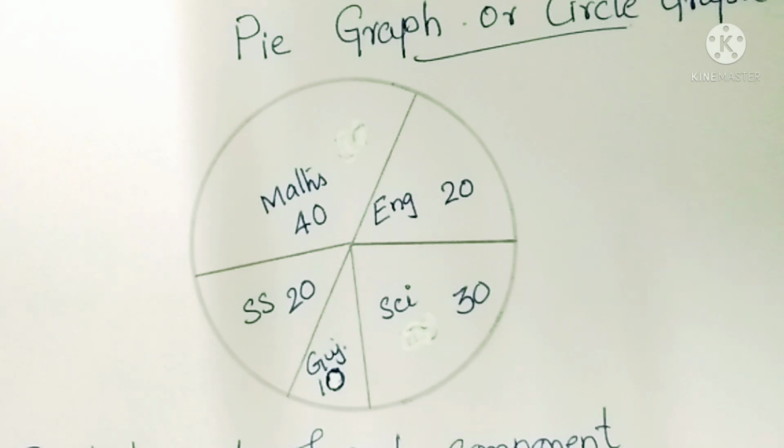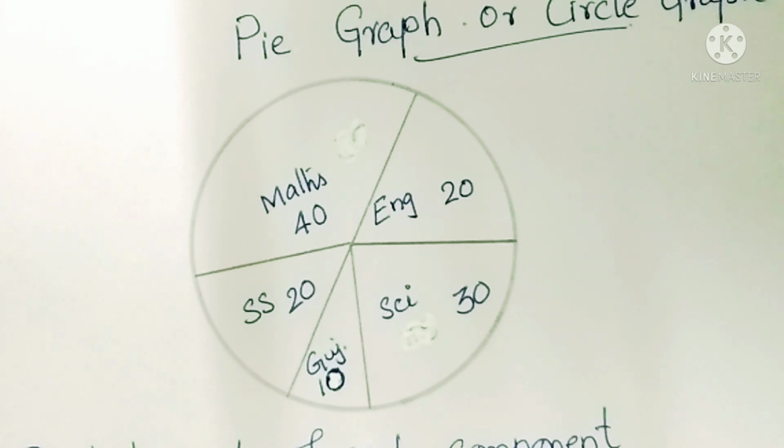So, those parts will be represented by the sectors, and the graph will show the relation between the whole and its parts. The whole is represented by the circle and the sectors will show the parts. Now, the size of the sectors will always be proportional to the information represented by it.